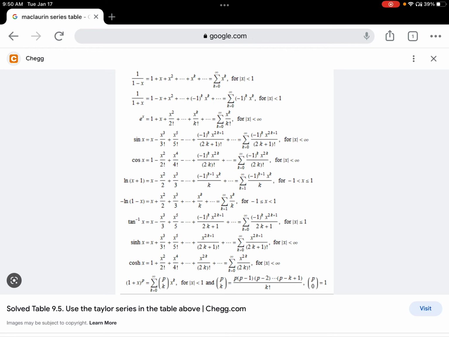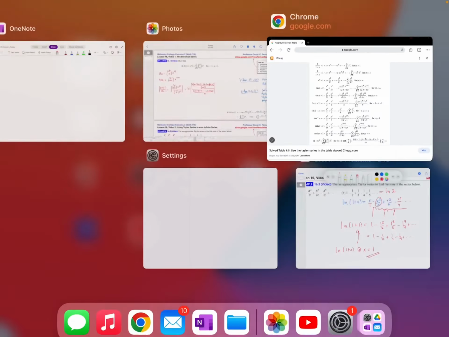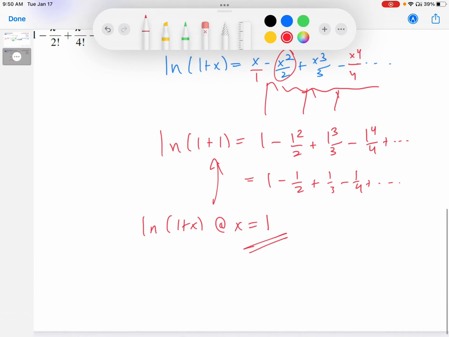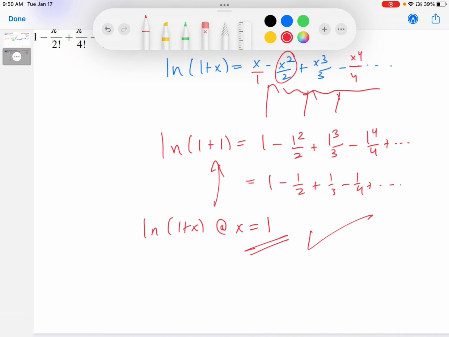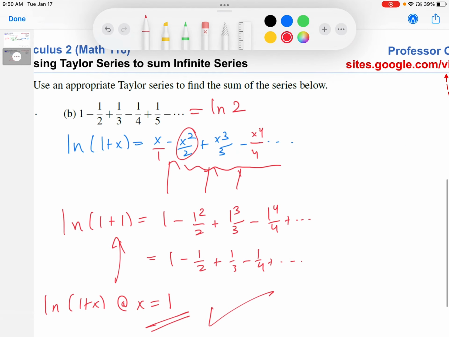If you look all the way to the right here in the ln of x plus 1 series, the 6th series down from the top, you see that the convergence is from -1 to 1, including 1. So we just barely eked it out here. So this does, in fact, give us convergence. And in fact, this infinite series then we can say equals ln of 2.